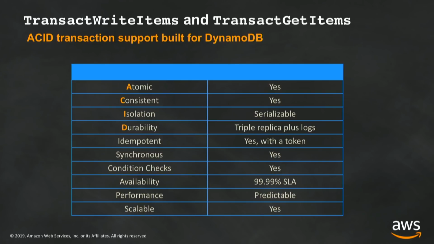Synchronous, as I said, APIs, right? There's no blocking, in other words. There's no possibility of deadlocks with these either, and we'll get into that a little bit more as well. Condition checks are supported, right? These APIs are subject to the same availability of 4 nines within a region as everything else, right? They're designed for predictable performance and also to be scalable.